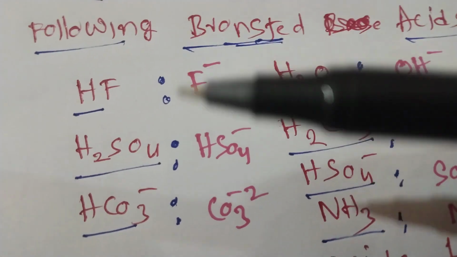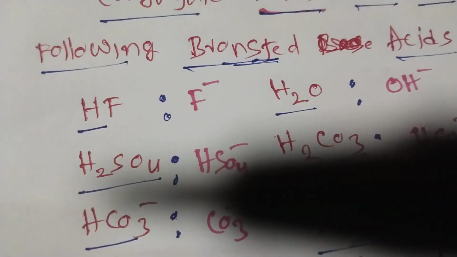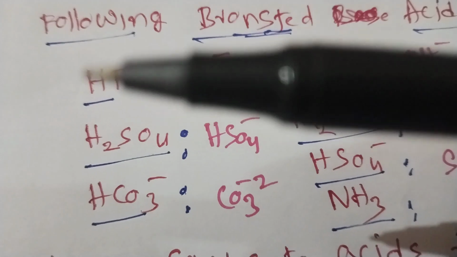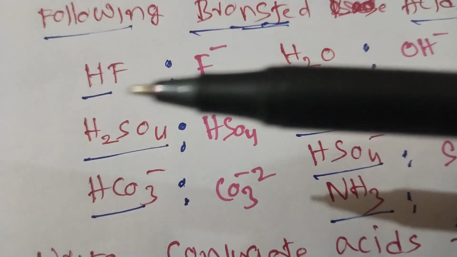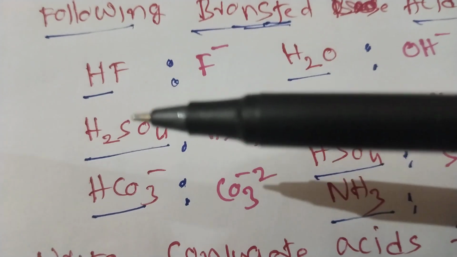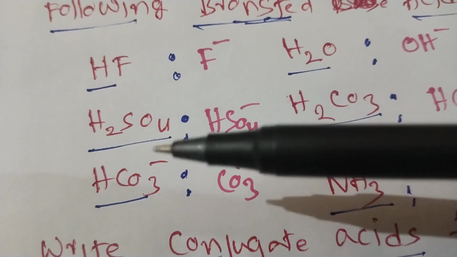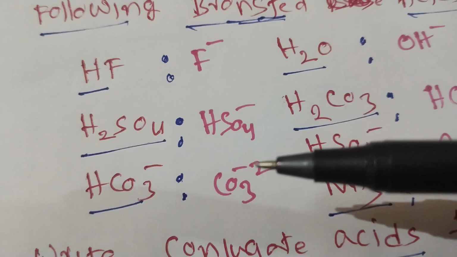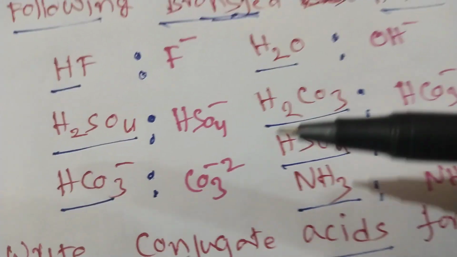So please note it, if you want the conjugate base, one proton must be less. Proton means H plus. So simply you remove H plus, and we have the conjugate base. H2SO4, remove one proton, H plus, HSO4 minus. HCO3 minus, already it has a negative charge, after removing H plus it possesses minus 2. If it is a minus 1, it becomes minus 2.